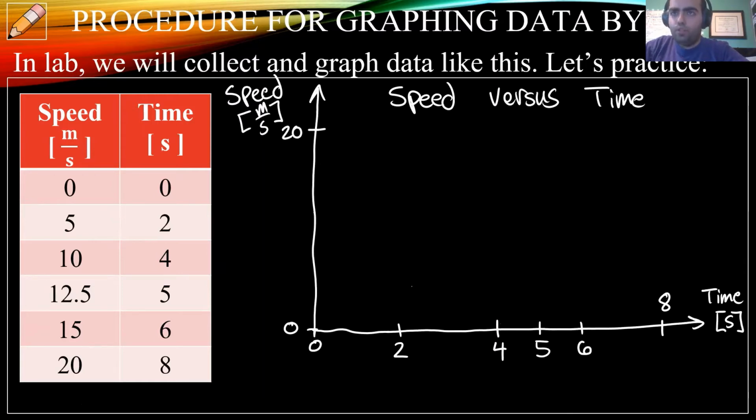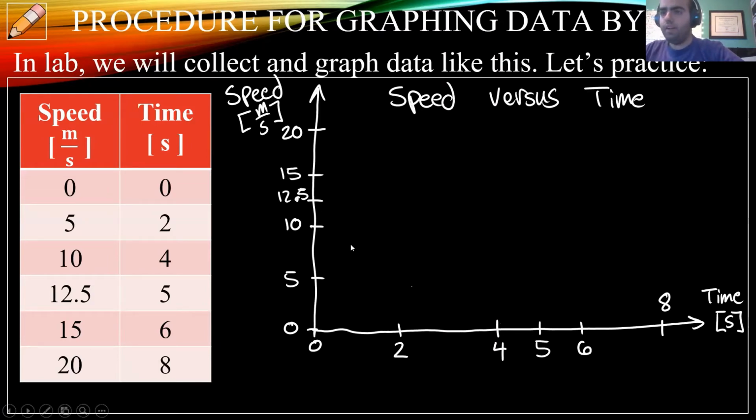Halfway from 0 to 20, we would have 10. From 0 to 10, halfway, we'd have 5. Halfway between 10 and 20, we would have 15. And then we also have this 12.5 data point, which would be halfway in between 10 and 15. So that's our 12.5 data point.